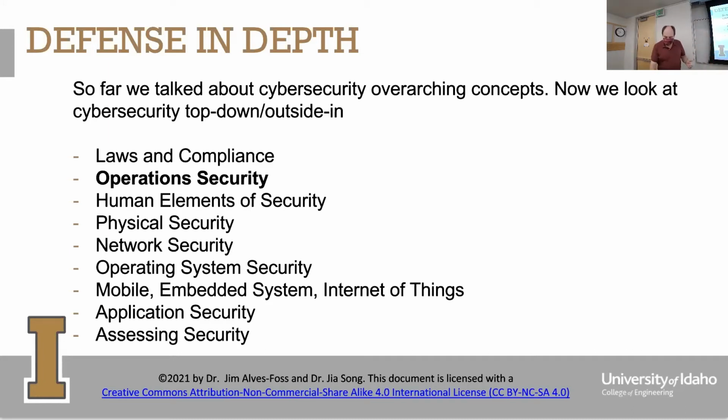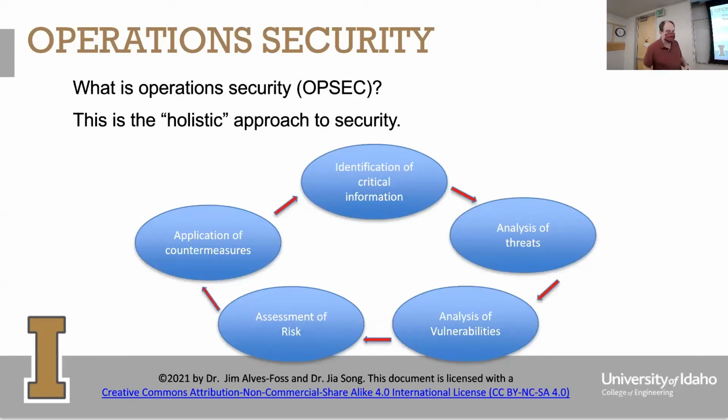All right, so let's look at operations security. Hopefully you can see this. What is it? It's basically a holistic approach to cybersecurity, and there are basically 5 steps that I'll go through in later slides. You identify your critical information. You analyze the threats. We talked about that earlier. You analyze the vulnerabilities, and we'll go into much more depth on that later. You assess the risk. You apply the countermeasures, which are the controls I talked about last time. And then rinse and repeat and try again.